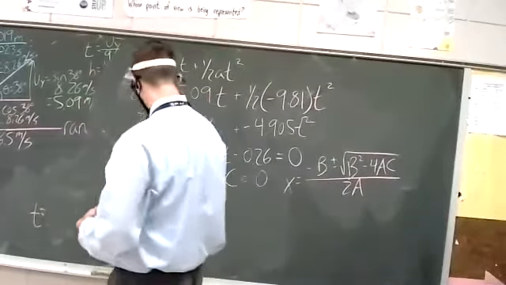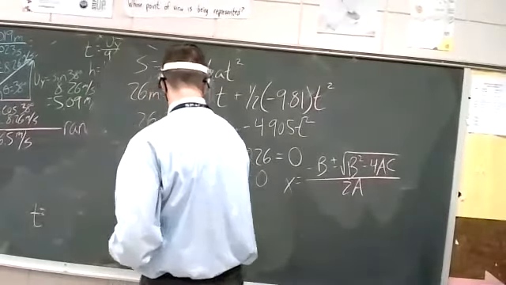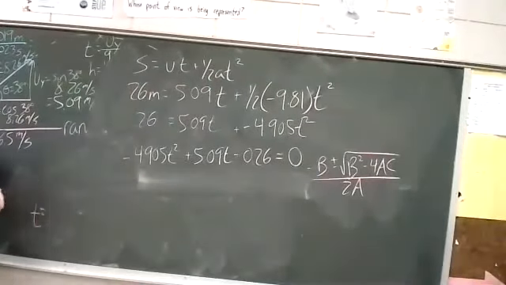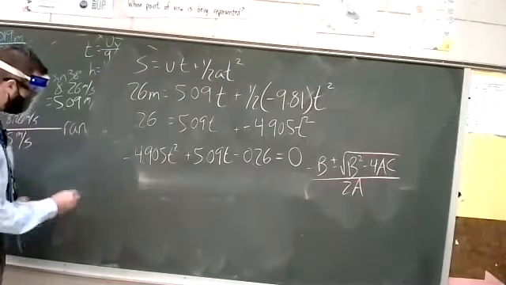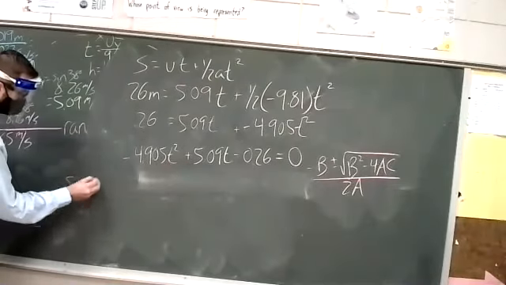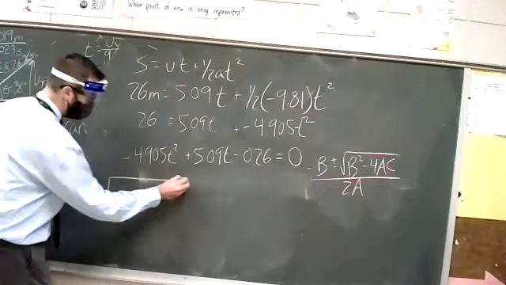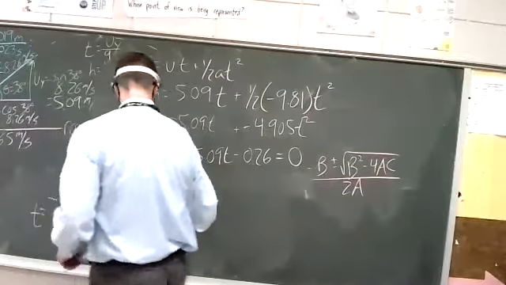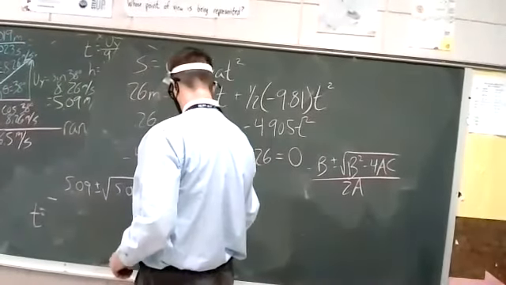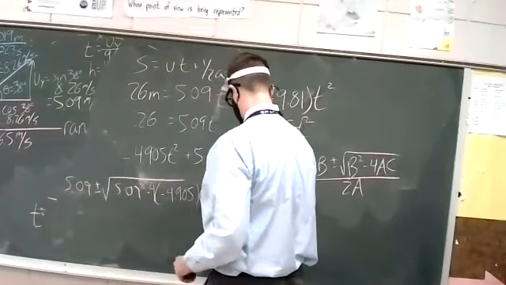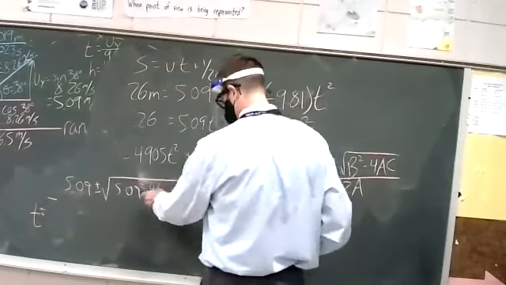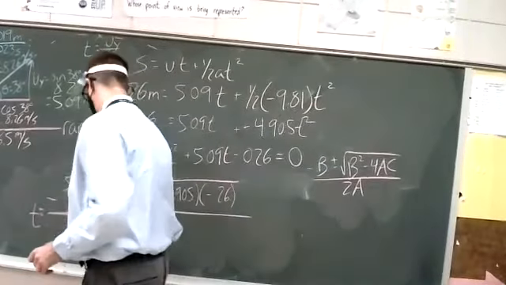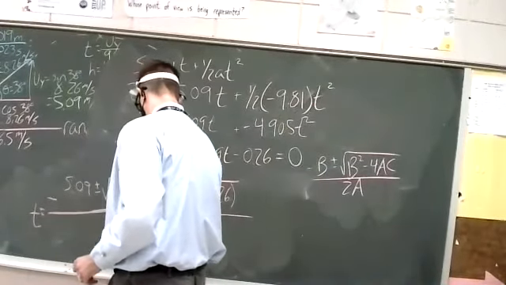All right. So it's gonna look like this. T equals, right? Solve for t. Negative b, so negative 5.09 plus or minus the square root of 5.09 squared minus 4 times negative 4.905 times negative 0.26 for AC, all divided by 2 times A.